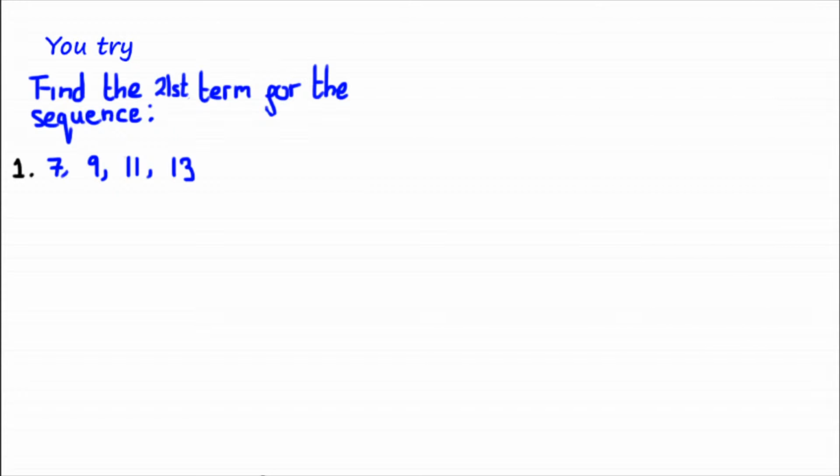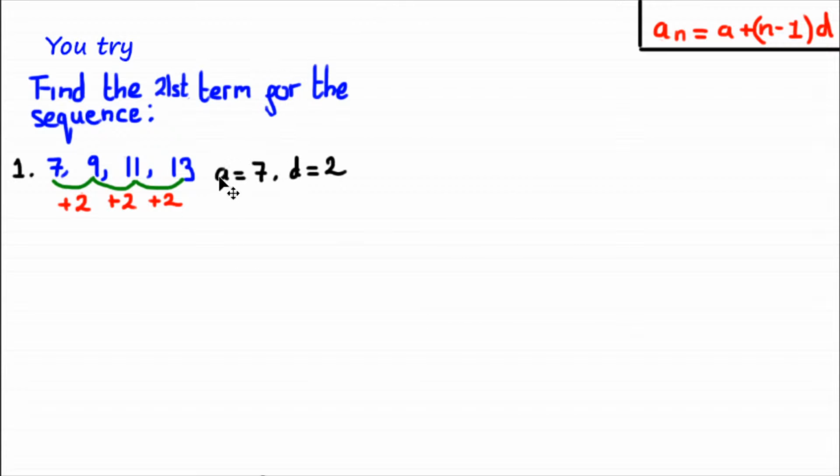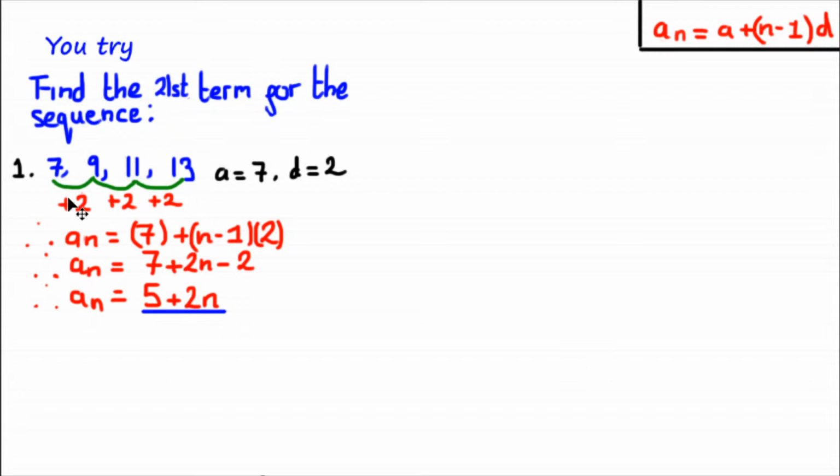So again, you want to check that it's an arithmetic sequence, okay? By confirming that the first difference is constant, okay? So we do have a common difference of 2. Using method 2, where a is equal to 7 and d is equal to 2, we can get that the nth term of this sequence is 5 plus 2n. When you substitute the values, this is what you get. Okay, great. Now we've been asked to find the 21st term.